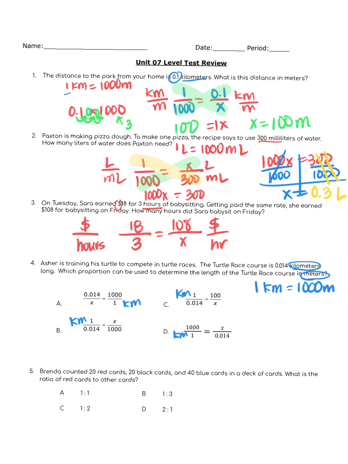And every time I see 1,000, I'm going to label that meters. And C doesn't even have the right numbers. Now I know 14 hundredths is kilometers. So every time I see 14 hundredths, I'm going to label it kilometers. And then with my X, that's going to be meters. So I'm going to label that.